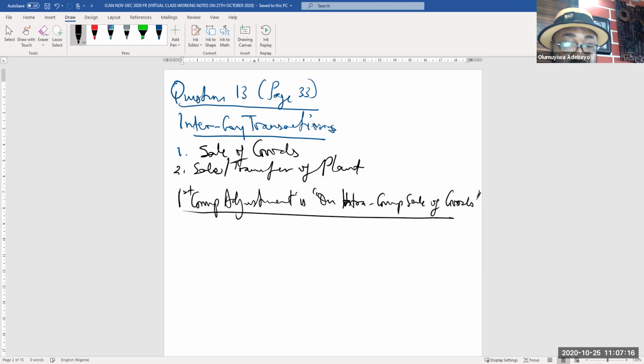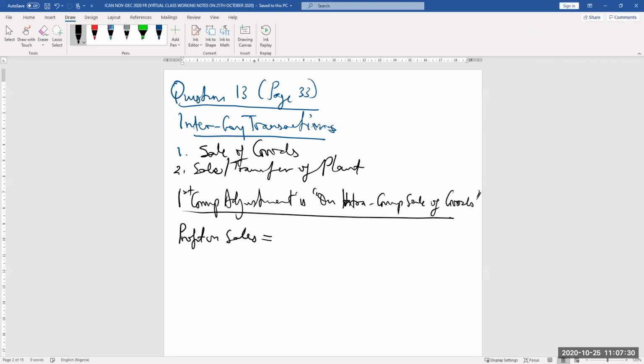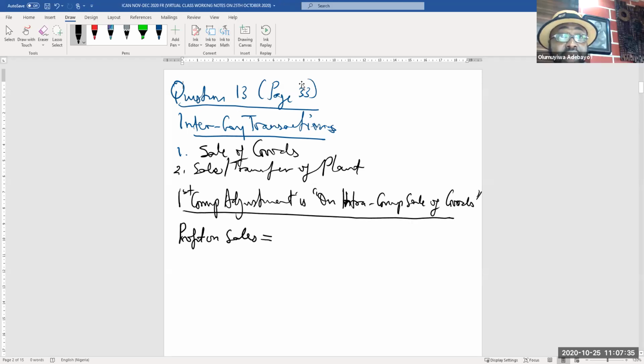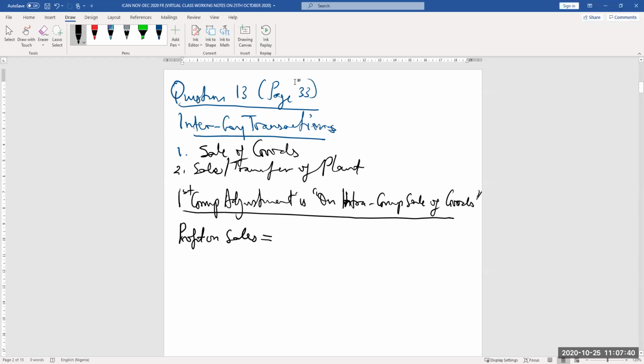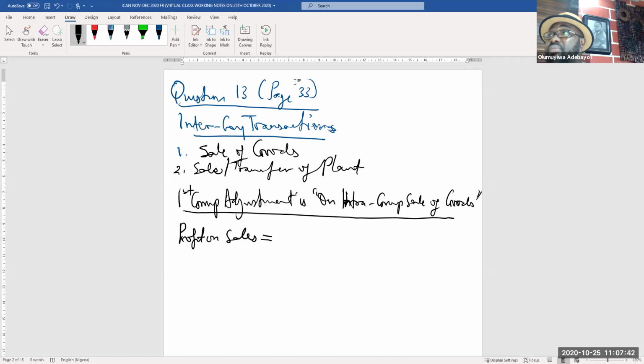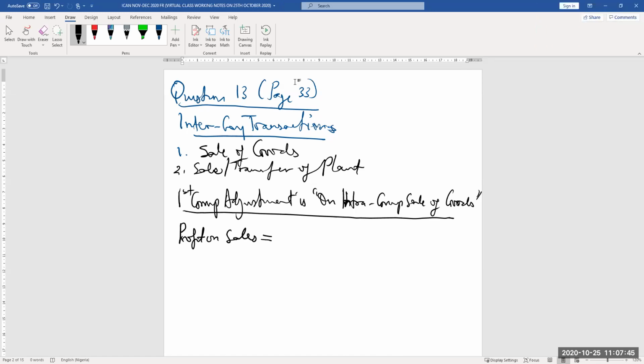Now, the first level is: what is the profit made on these sales by the parents? What is the profit made on these sales by the parents? Who can tell me what was the profit made by these sales from the parents? So can I go ahead? They made. No, hold on. Olamide wants to ask a question. Olamide?